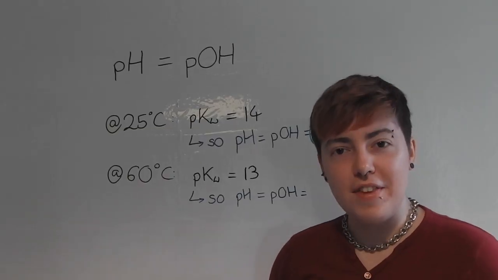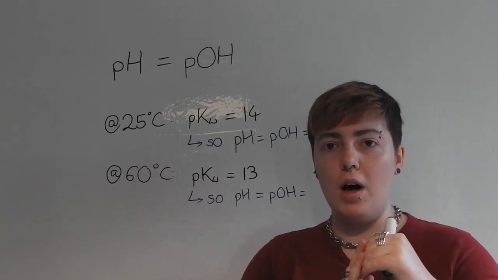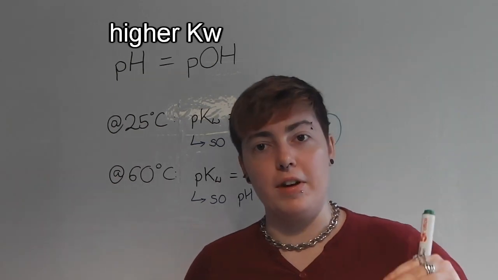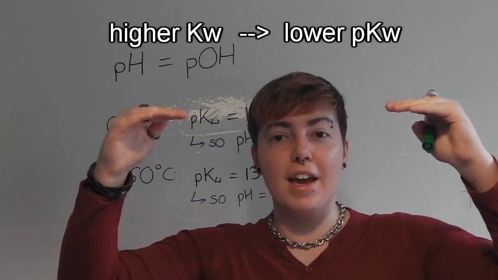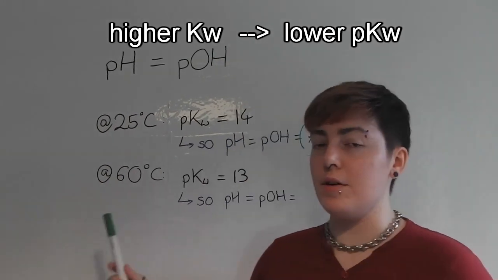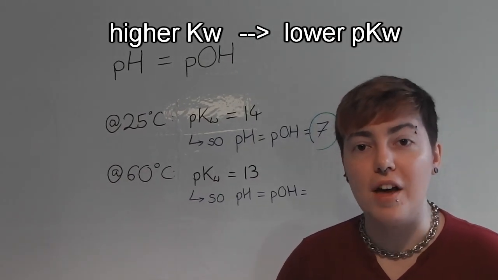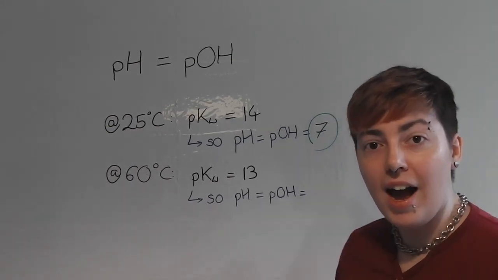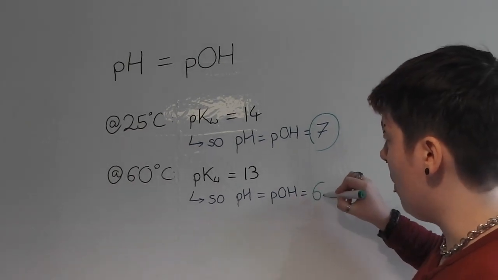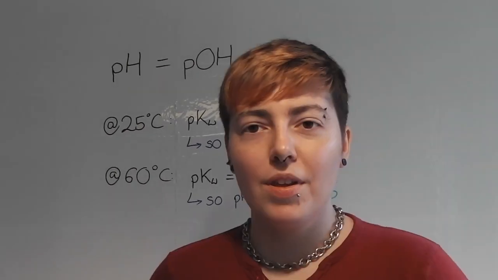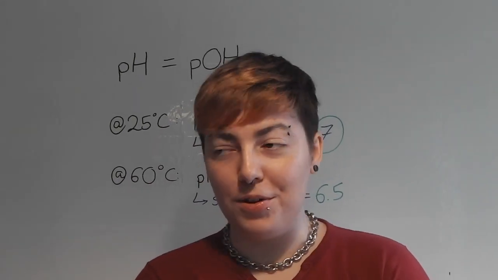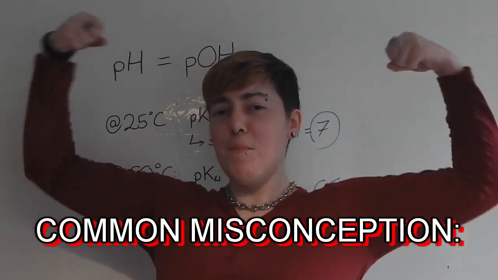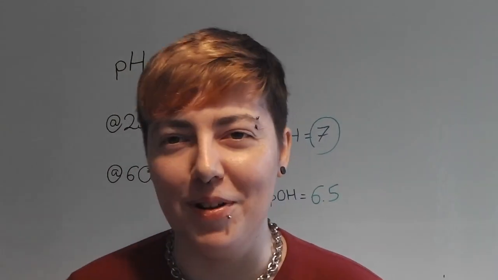However, when we increase the temperature in our system, the water molecules are more likely to dissociate because they have more energy, which means that the dissociation constant gets higher at higher temperatures and the pKw value gets lower. So at 60 degrees, pKw is actually closer to 13, which means in order for our substance to be neutral, for pH to equal pOH, our water is actually going to have a pH of 6.5. So that's why it's only valid to say that neutral substances have a pH of 7 at 25 degrees Celsius. Common misconception, busted.